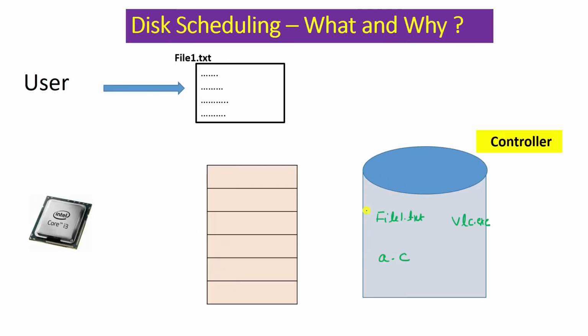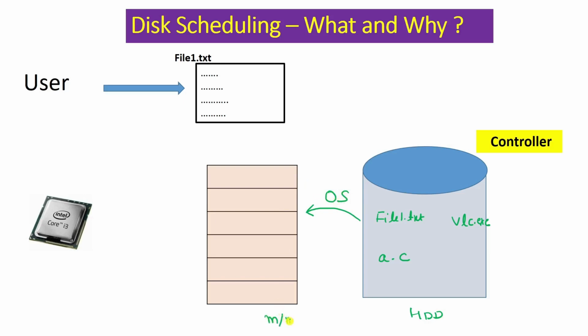Now let's say we have different files stored on our hard disk, such as file1.txt, vlc.exe, and some .c file. Many files and folders are all stored on the hard disk. Now let's say a user double clicks a file, file1.txt, which has some content. What happens when you double click? As we saw in our previous video on the operating system, when you double click, that file or executable is loaded into the main memory.